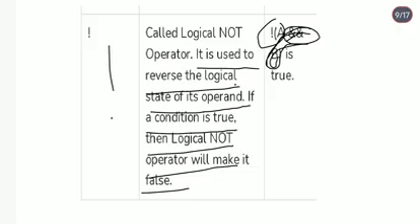Finally, what we have to do: if a AND b gives a result, we have to just reverse that result and it will be the final result. If a AND b gives true, then the final result will be false. If a AND b gives false, then the final result will be true. Okay, so this is just a little bit of reasoning. You have to utilize that and you can solve this.